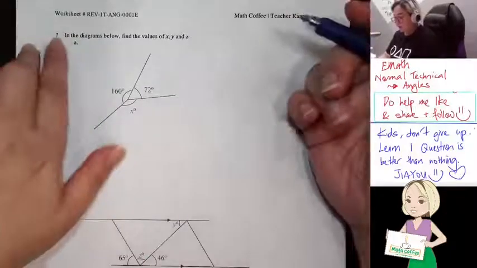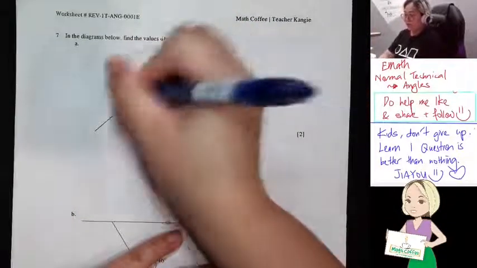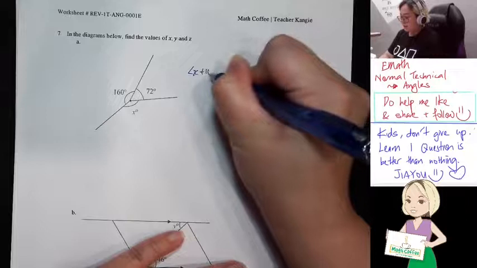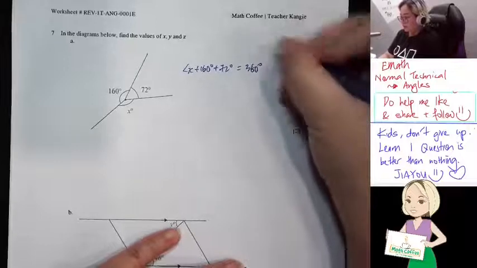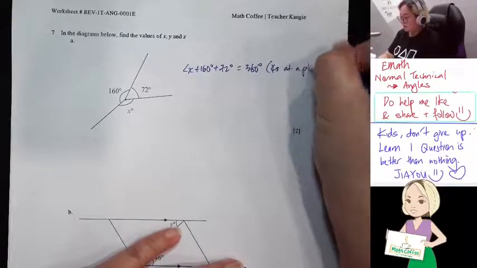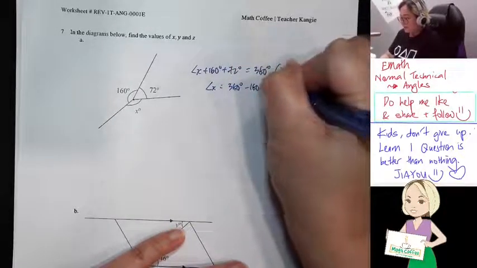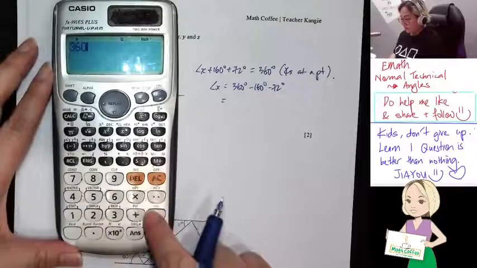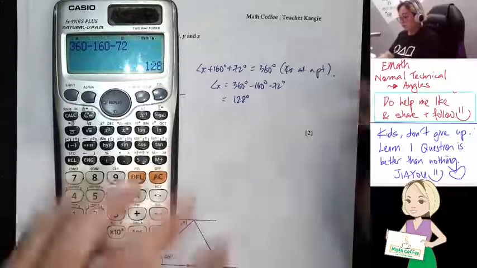Okay, let's move on. Question 7. Now angle X is super easy. This is a very easy question. This is angles at a point, correct? So all three angles add up together to be 360. So angle X plus 160 plus 72 degrees is equal to 360 degrees. Why? Because angles at a point. So angle X is 360 minus 160 minus 72 degrees, which gives us 128 degrees. And we are done.